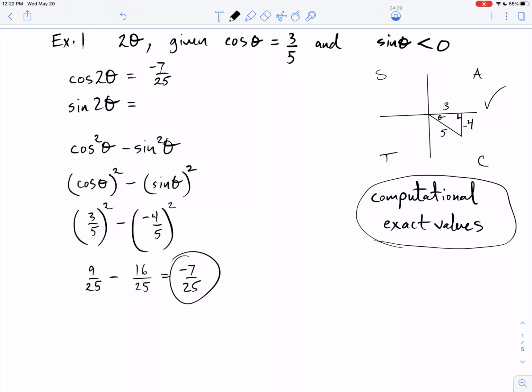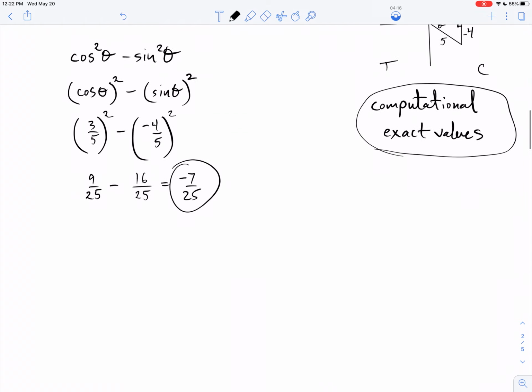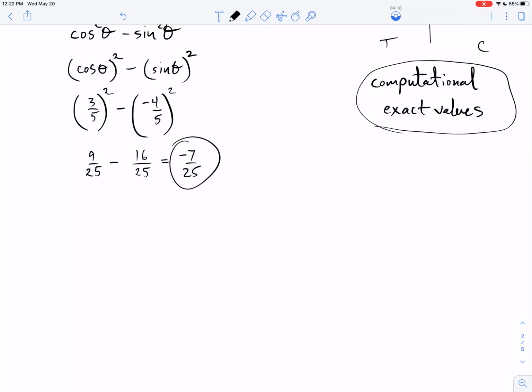They want me to find sine 2 theta. Well, let's think about that, because we already have some double angle formulas. That's what they're getting at. Sine 2 theta is the same as 2 times the sine of theta times the cosine of theta. Well, heck, I already know what the sine of theta is. I drew a beautiful triangle. It's -4/5. I know what the cosine of theta is because they gave it to me.